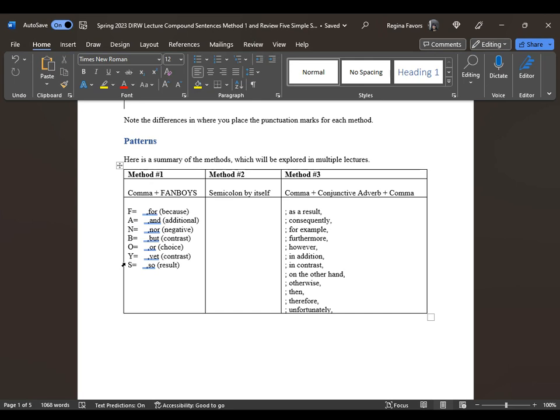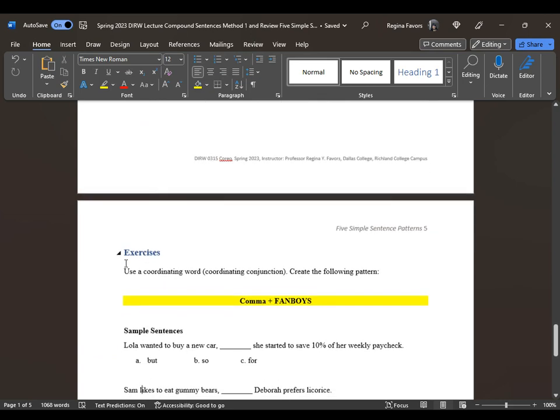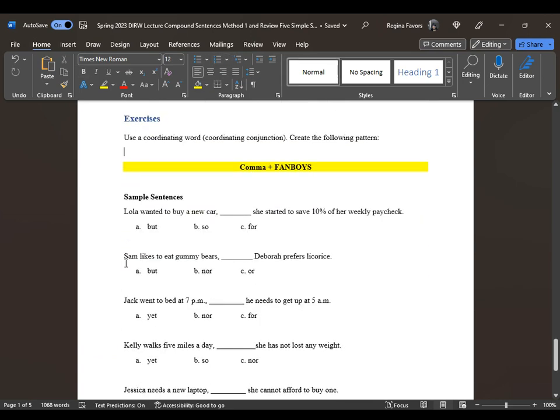So that's a semicolon, the conjunctive adverb, and then comma. Okay, so let's look at some exercises, remembering that we are adding a coordinating word. And the coordinating word is just another way of saying coordinating conjunction, which is actually the technical term in terms of grammar. So then let's create the pattern, comma and FANBOYS.